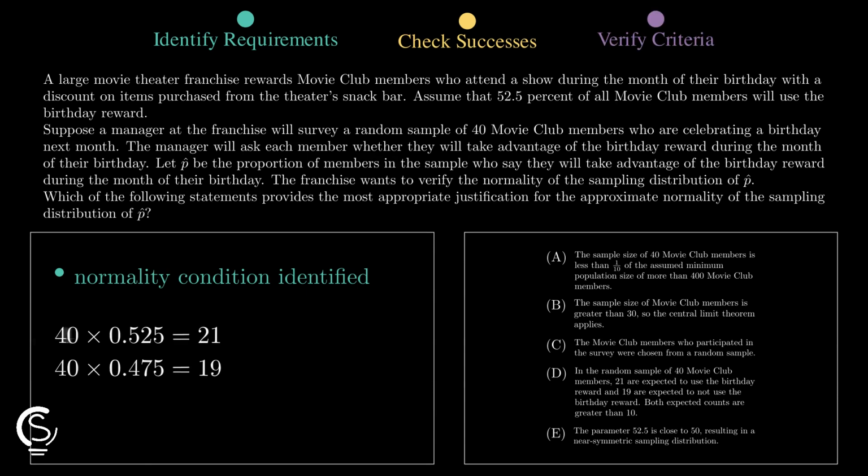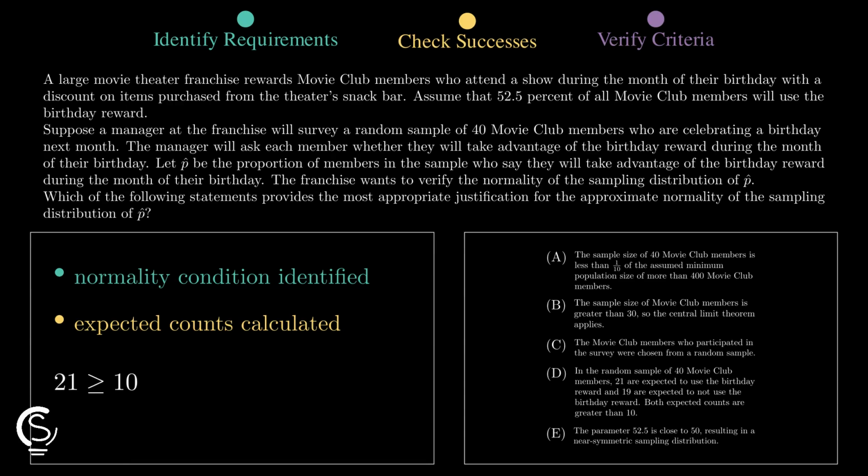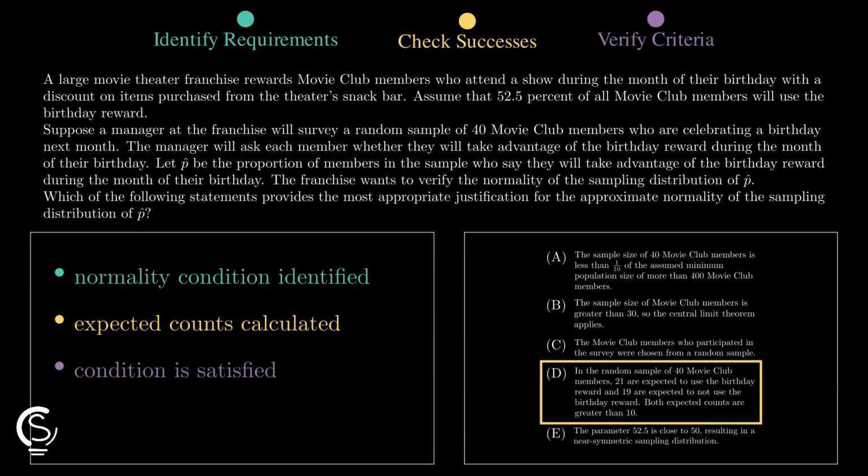Since both 21 and 19 are greater than 10, the condition is satisfied. This confirms that the sampling distribution is approximately normal, so that makes option D our winner.